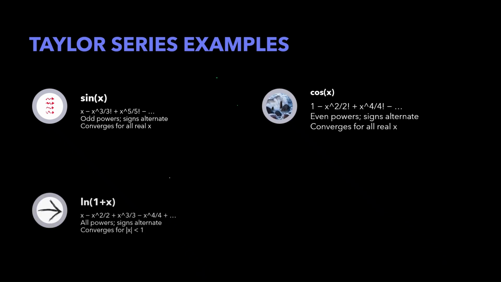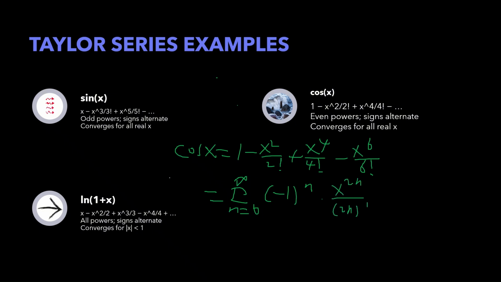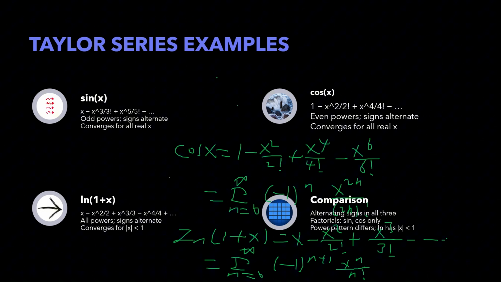So cosine x and ln(1 plus x) are as listed. Let's write them formally. Cosine x equals 1 minus x squared over 2 factorial plus x to the 4 over 4 factorial minus x to the 6 over 6 factorial, which equals the sum from n equals 0 to infinity of minus 1 to the n, x to the 2n over 2n factorial. And ln(1 plus x) equals x minus x squared over 2 plus x cubed over 3, and so on. You sum as n goes from 1 to infinity of minus 1 to the n plus 1, x to the n over n. Okay, so that's the Taylor series for these three famous functions. Regardless of which one we choose, as long as we have enough terms, the error will be super small.